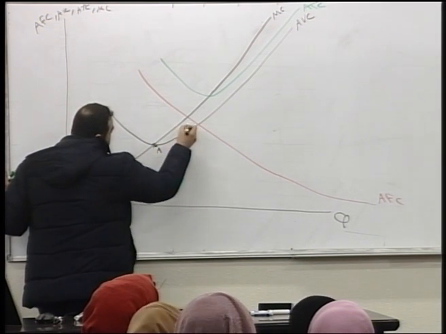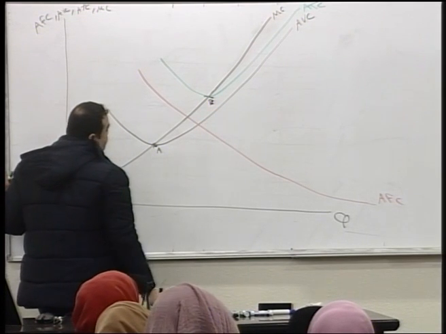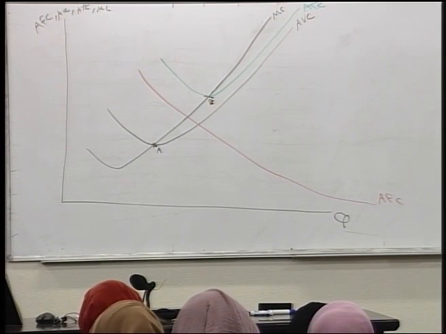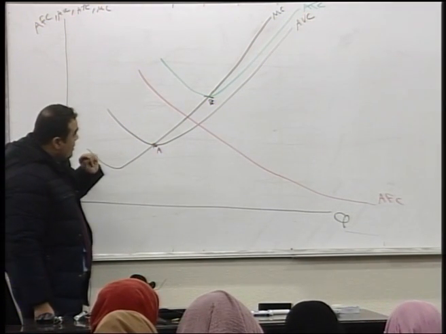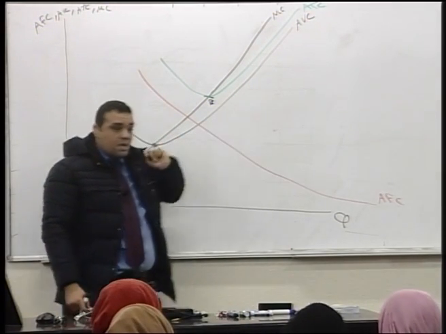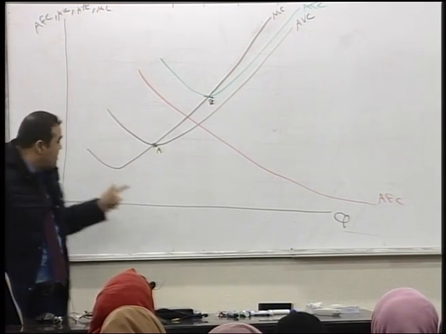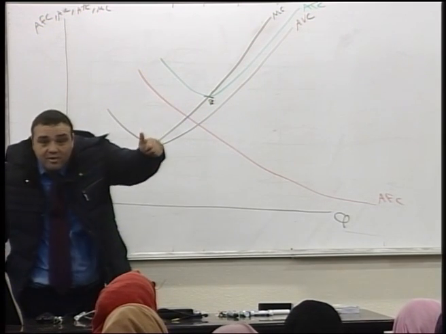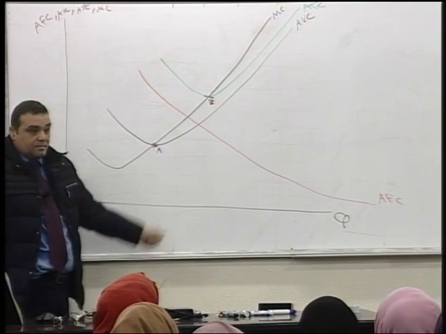Point A, here B, what do you see? The average variable cost curve crosses the marginal cost curve at the minimum value, at the least of AVC, right?